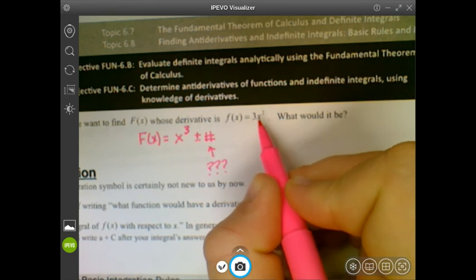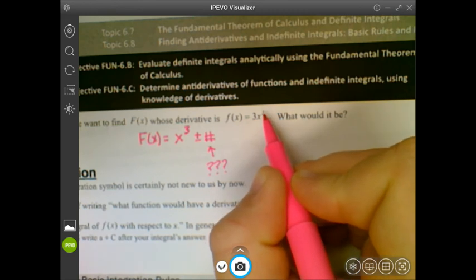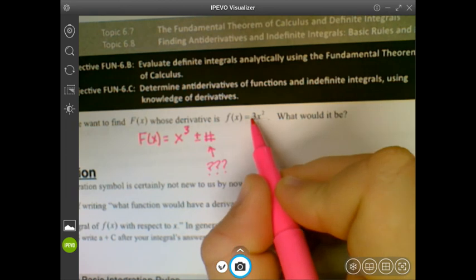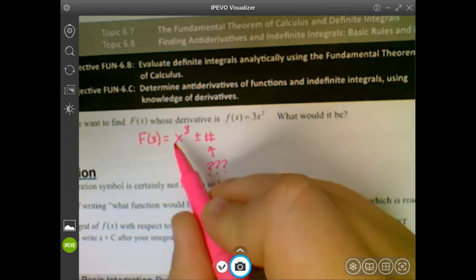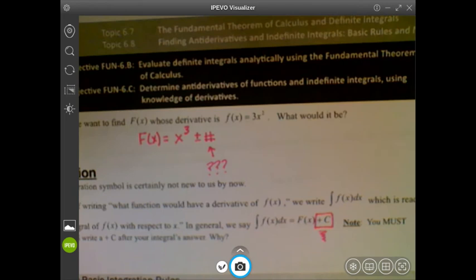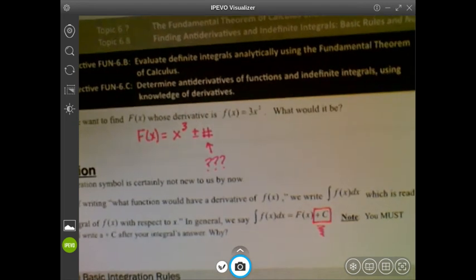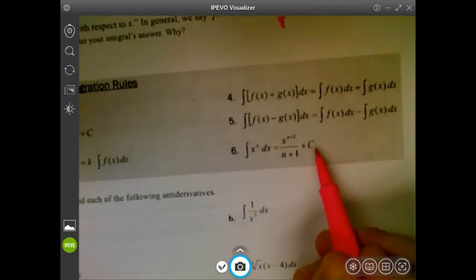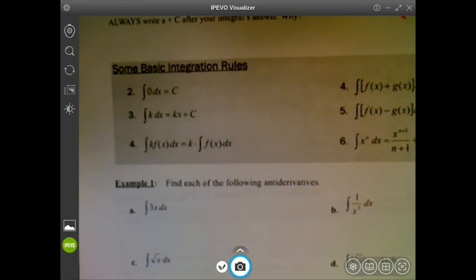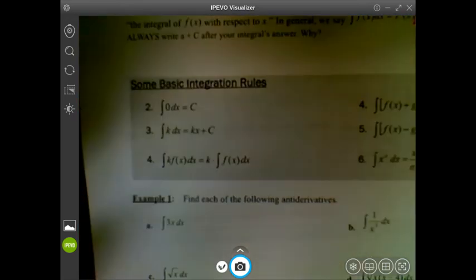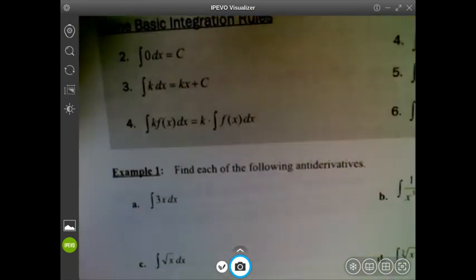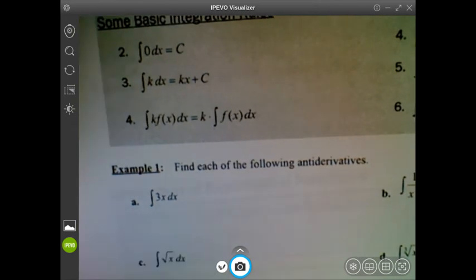You could find its integral by adding 1 to the 2, so that's how we got to the 3, and then dividing this by 3, and 3 divided by 3 is 1, which is why there's a coefficient of 1 there. All right, and then don't forget, still have the plus c, right? Plus c. Okay, so we're going to go ahead and find each of the antiderivatives. Antiderivatives is the same thing as saying find the integral.